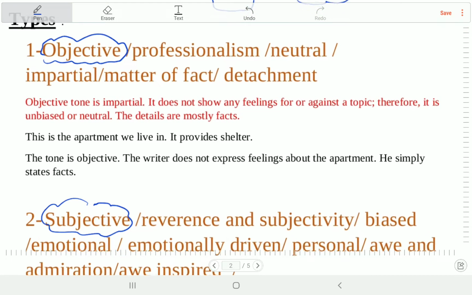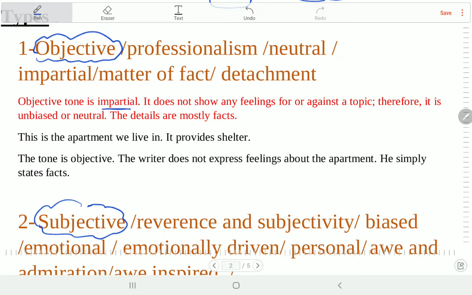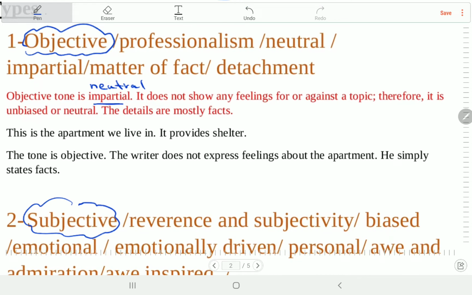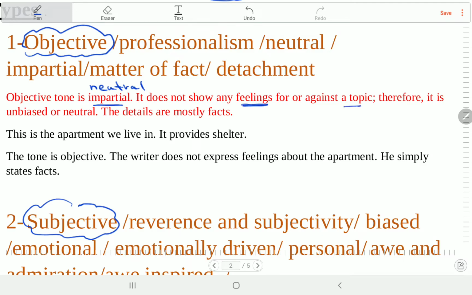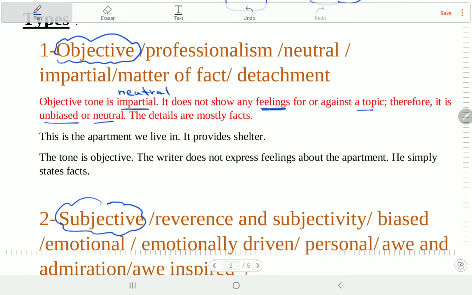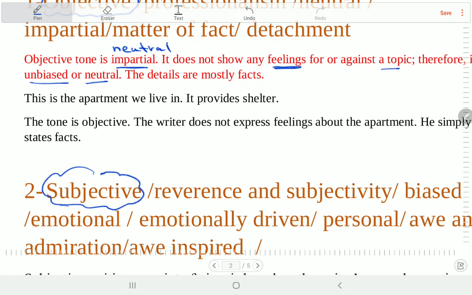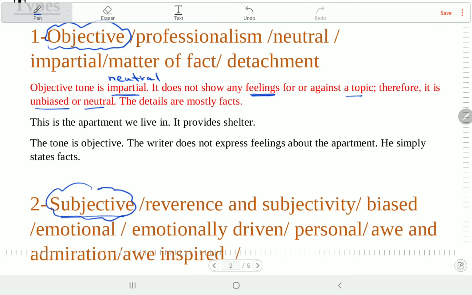So what does objective mean? Objective tone is impartial. What does impartial mean? It means neutral. It means the author doesn't show any feelings for or against a topic. Therefore, it is unbiased, which means neutral. The details are mostly facts. Take an example: you have two friends who have problems with each other. If you take one side, this is subjectivity. This is being subjective. But if you are just neutral, this is objectivity. So in objective tone, the author just writes details, mostly facts. Okay, that's it.